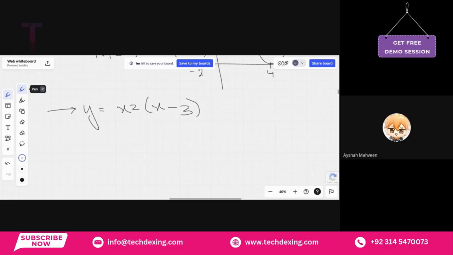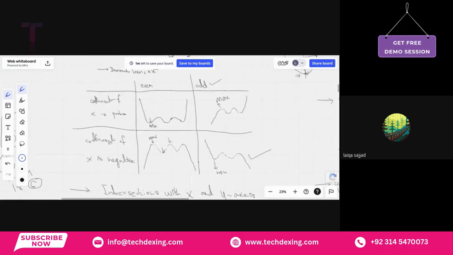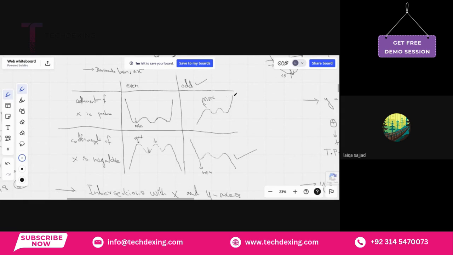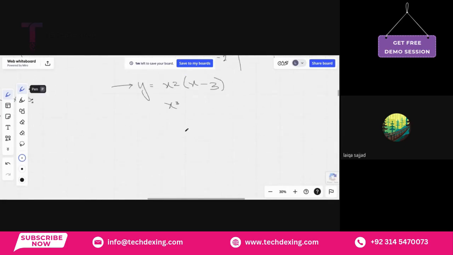And what's the dominant term? X cube. Okay, this is x cube, and you have to again ask 2 questions. Is the power odd or even, and is the coefficient positive or negative? The power is odd and the coefficient is positive. Okay, very good. So it means that the graph would look like this. You have to start from the top right, and first you will get a minimum point and then a maximum. How many turning points will we have in this case? 2. 2, very good. So we will have 2 turning points.